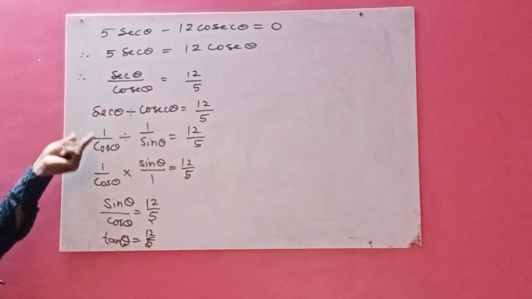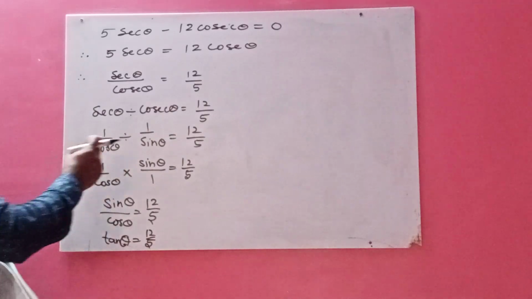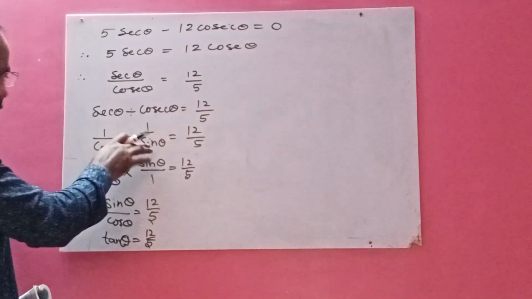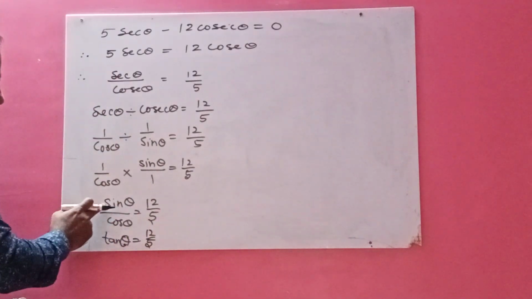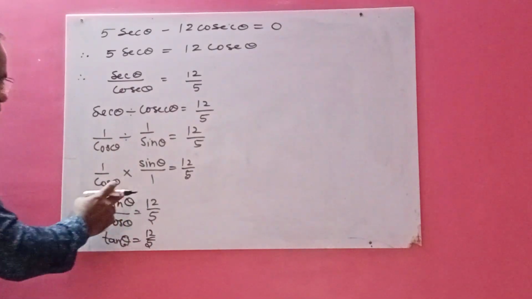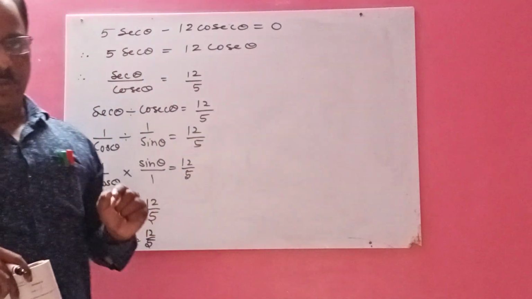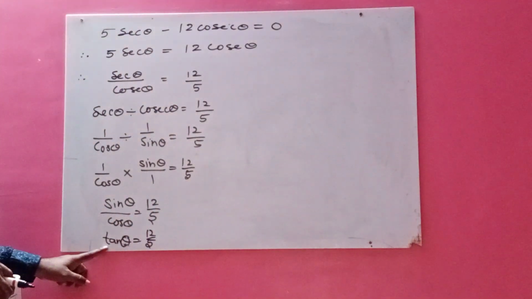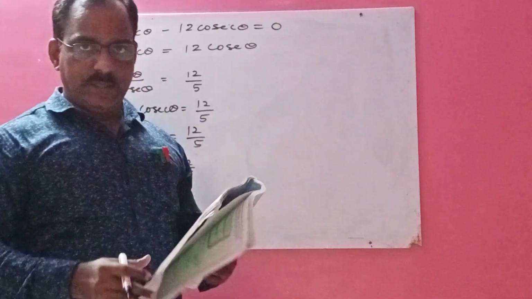Sec theta, its reciprocal is 1 upon cos, cosec theta is 1 upon sin. When you convert this division into multiplication, it becomes sin upon cos. Already you know these things. Then multiply 1 into sin is sin, cos into 1 is cos, and this is equal to tan theta. Already you know, it is given in 9th standard. Even I have told you in my first class that sin upon cos is always equal to tan theta, which is equal to 12 upon 5. So here I got one trigonometric ratio value.